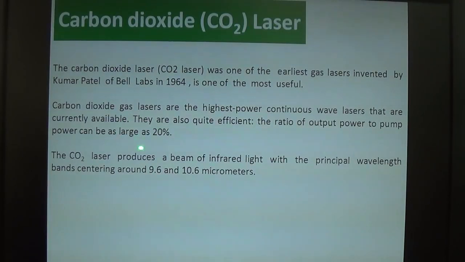So the CO2 laser produces a beam of infrared light with the principal wavelength bands centering around 9.6 micrometers and 10.6 micrometers. So these are the two wavelengths which are emitted from the CO2 gas laser, and they come in the infrared region.